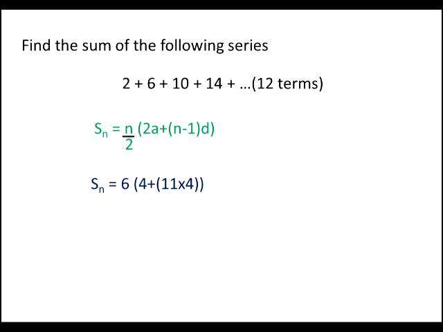So n divided by 2, that's 12 divided by 2 is 6. If I take this fraction out, it just makes it easier straight away. 2 a's, well a is 2, so 2 of those is 4. Plus, we know there's 12, so it's 12 take away 1, that's 11. 11 fours are 44. And it's 4 because of the difference. So you just tidy this up, so it's 6 lots of that, so 44 plus 4 is 48. 6 lots of 48 is 288. So the sum of those first 12 numbers that are going up in 4, starting at 2, is that.